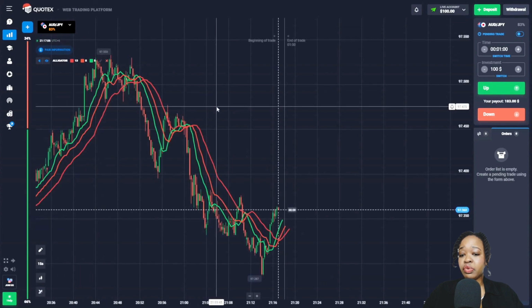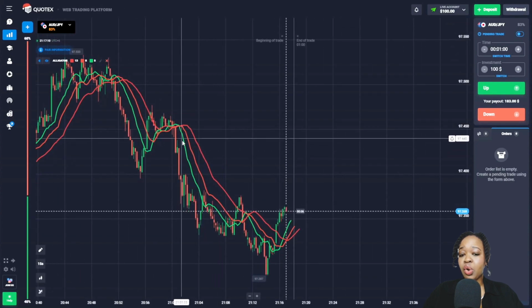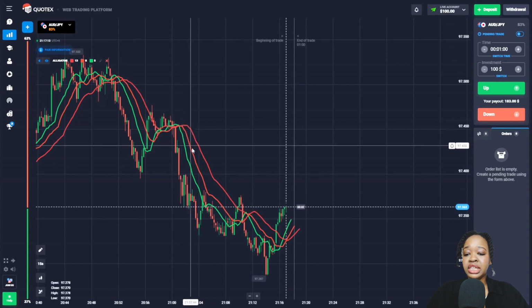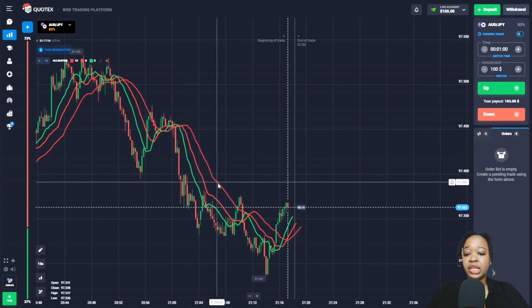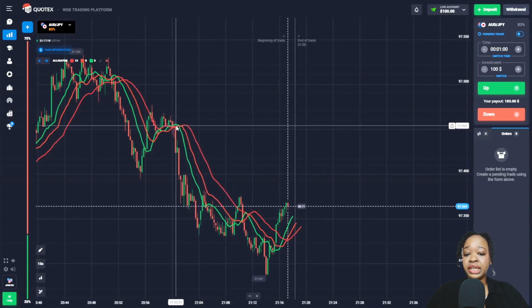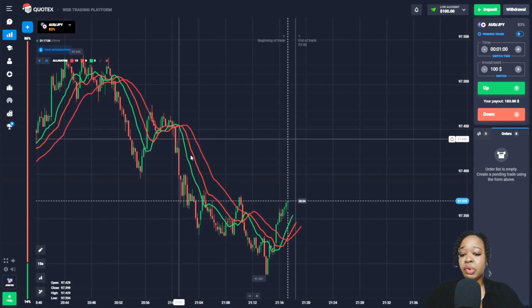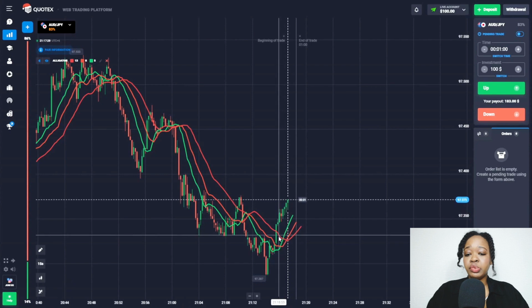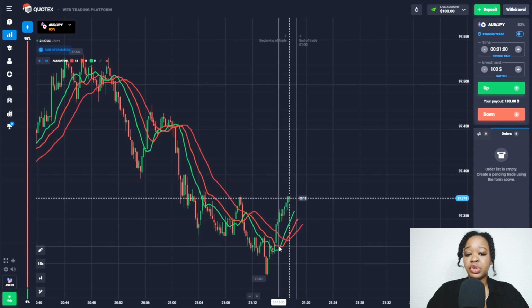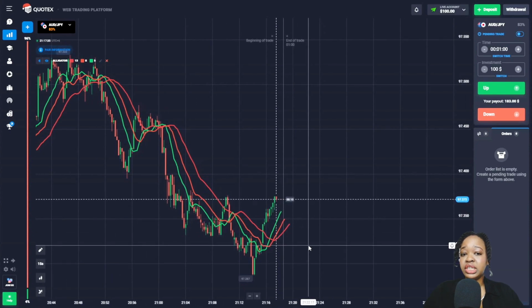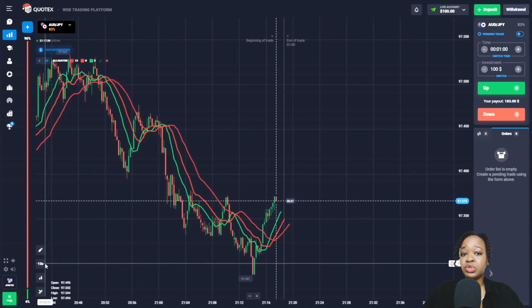So this tool consists of 3 moving averages of green, orange and red colors, and my task could be to open a trade down if I see that the moving average line is crossing the red moving average line from top to bottom. Then I'll open my trade down, and if it's from bottom to top, then I open for an up trade. So I'm going to open several trades using the indicator signals, and I'll show you how these indicator signals work.